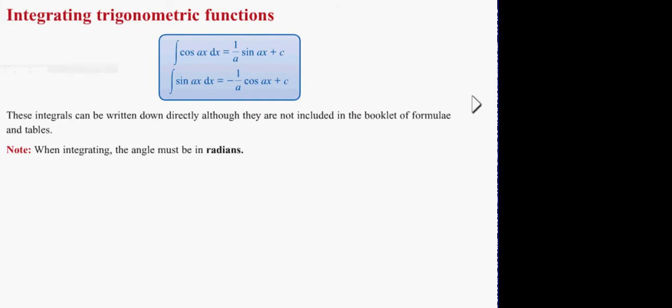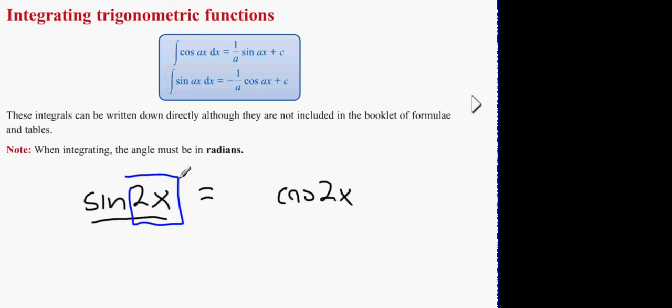We've already differentiated trigonometric functions. For example, sine 2x differentiates directly into cos 2x, and what we used to do was circle the angle and say we also have to multiply by 2 at the end. So the answer here is 2 cos 2x, okay?